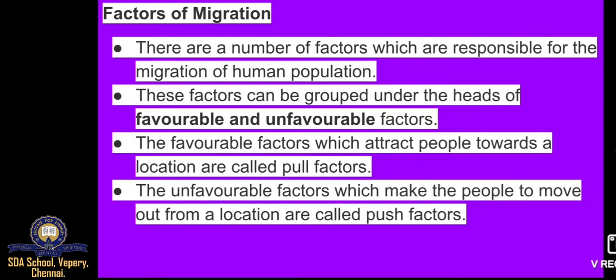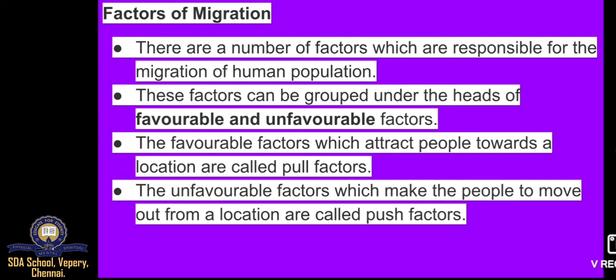And next, factors of migration. Children, there are a number of factors which are responsible for the migration of human population. These factors can be grouped under the heads of favorable and unfavorable factors. The favorable factors which attract people towards a location are called pull factors.